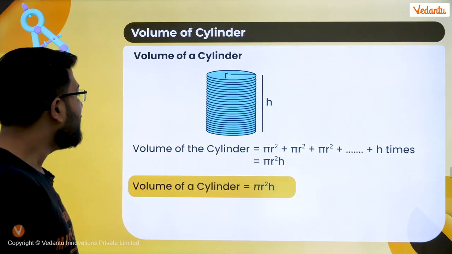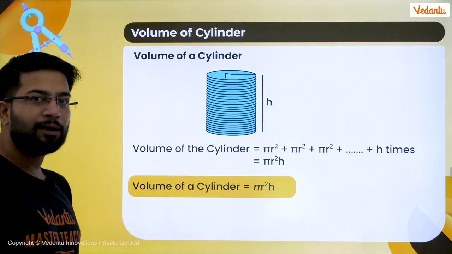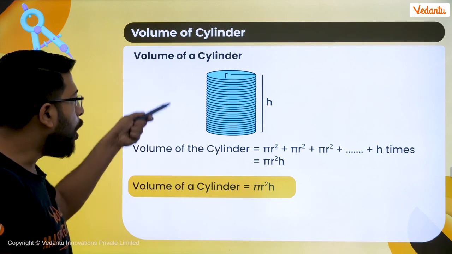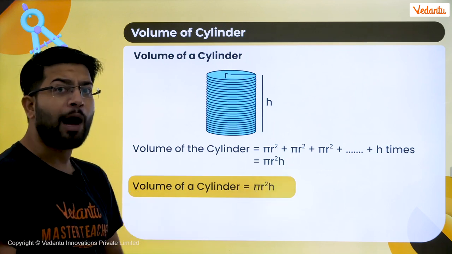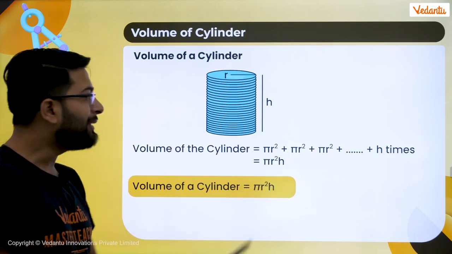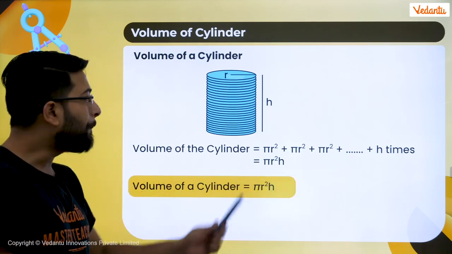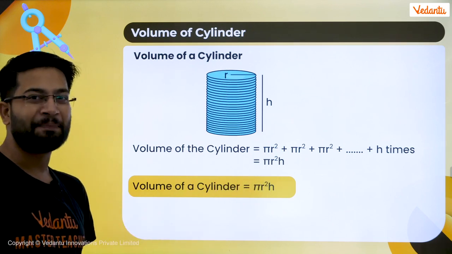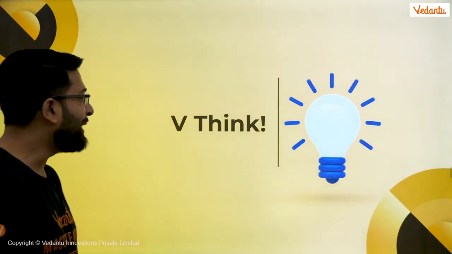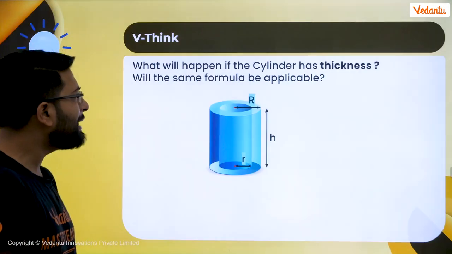And that is why the volume of the cylinder will be what? The area of all such discs. So pi r square, and now I have h such discs, that is why h times. So pi r square multiplied by h is the volume of the cylinder. I hope it is clear to you. Very good. Now champ, one question to think about.